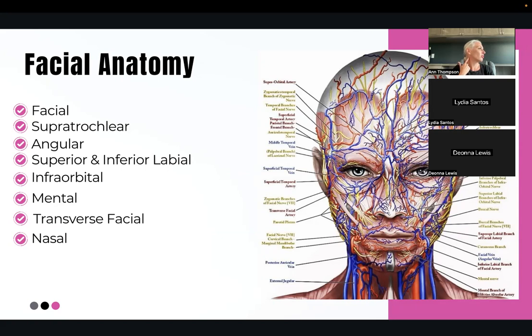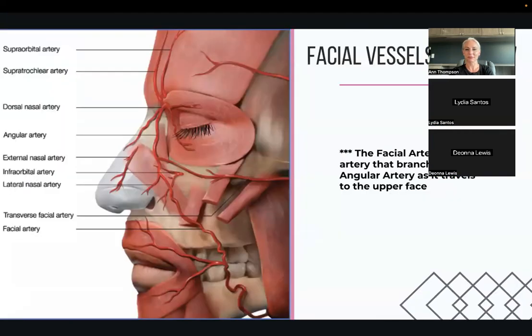And then from your external carotid, it goes up in front of your ear and it crosses over, and that feeds your transverse facial artery. Your mental artery is going to be in your chin. And then you also have your nasal artery, which is going to feed your nose. Any questions on the big guns as far as the big vessels of the face? No. This is a side view of that, so you can see exactly how that facial artery travels up.